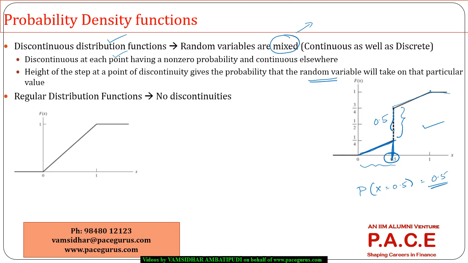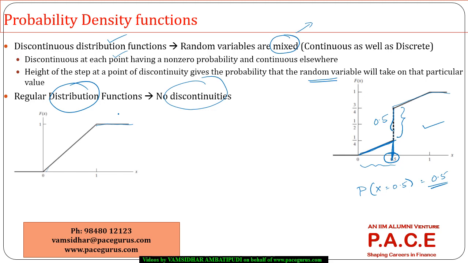But if you are talking about a regular distribution function which is fully continuous, you will find that they keep on increasing or stay stable, but after a certain point they flatten out at 1. So there are no discontinuities anywhere in between. So those are the regular distribution functions. But when you are talking about a discontinuous distribution function, we'll see these kinds of gaps in the middle. Alright.